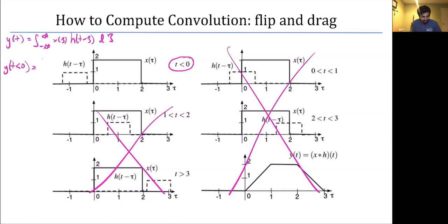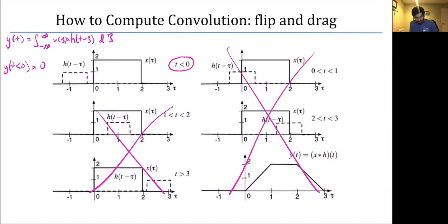Now, if I look at it, h of t minus tau does not overlap with x of tau. So if I multiply these two, the result is always going to be zero. Does that make sense? When you look at convolution and you drag it, you're looking at the common area while you're dragging it. In this particular case, if t is less than zero, then my impulse response does not overlap with my signal. So if I compute the convolution integral when there's no overlap, that's simply going to be zero, because when this signal has a value, the other signal is zero, and vice versa.